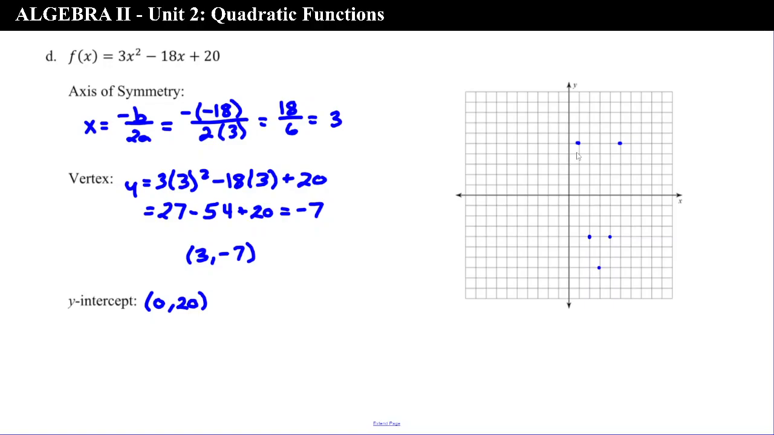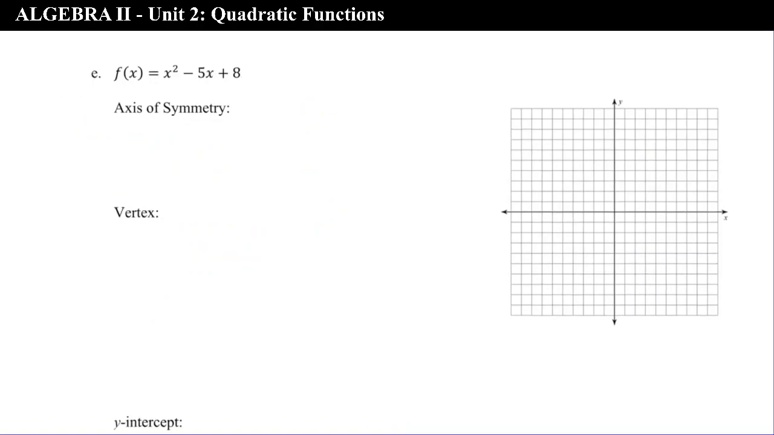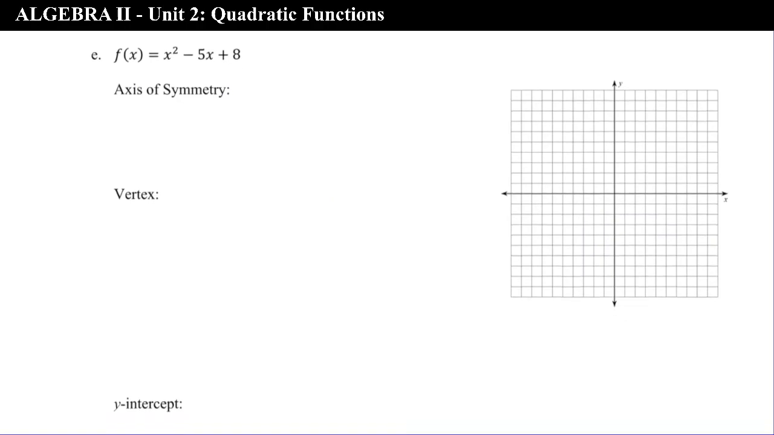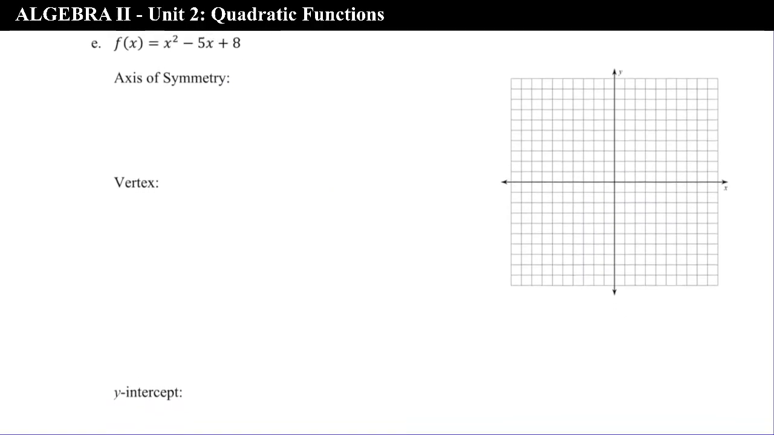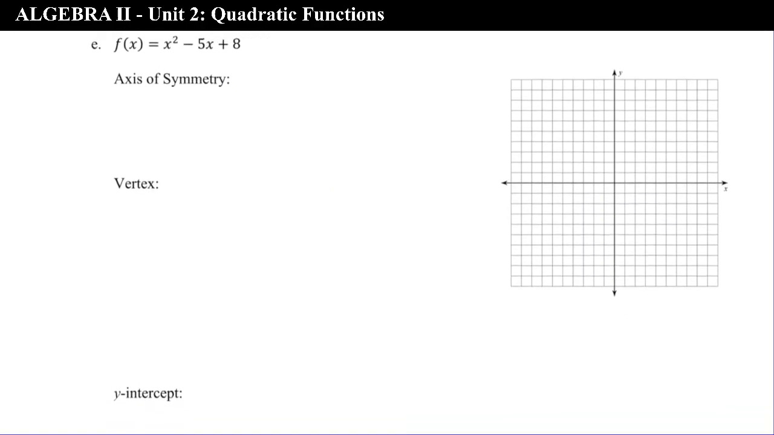Okay, let's move on to a couple more examples, and these examples are going to be just a little bit more challenging. So this example, let's start off with our axis of symmetry. x equals negative b over 2a. Well, b here is negative 5, and a is 1. So we're going to have 5 over 2 as our x-coordinate for our vertex.